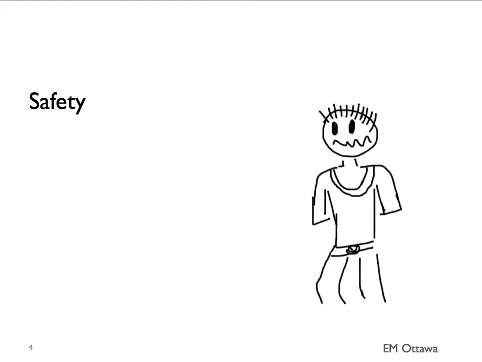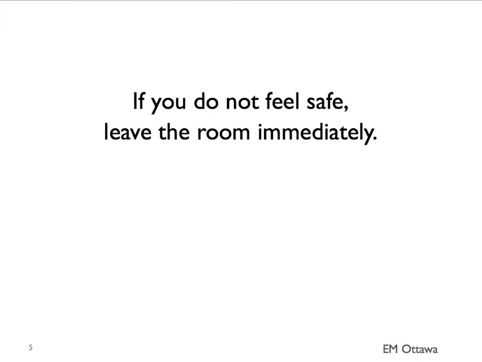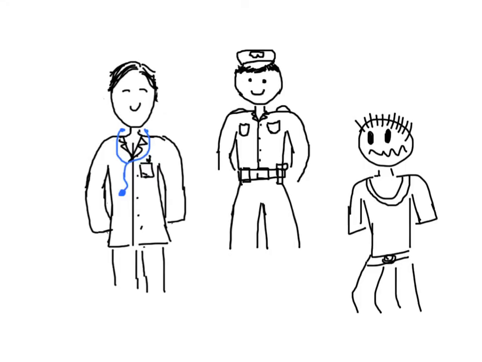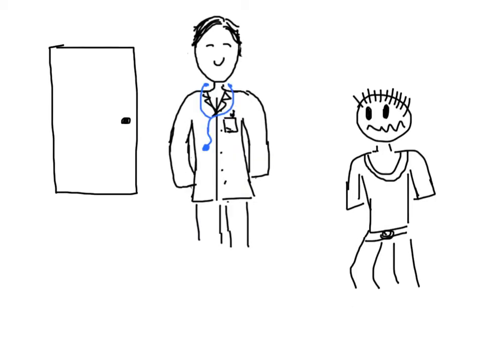In terms of safety, an agitated patient can potentially be disruptive to the department and its treating staff. When you're taking a history, if you do not feel safe, please leave the room immediately and get help. You can also maintain safety by having security guards or police officers in attendance in the room. You also want to make sure that you are the closest to the door or the exit when interviewing the patient.